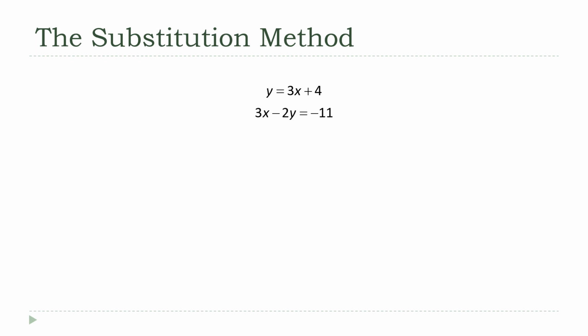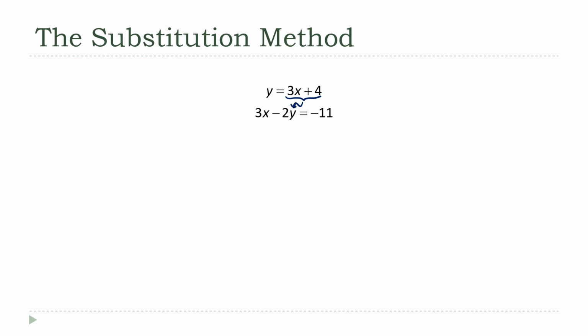The first method we're going to talk about for solving systems of linear equations is what's called the substitution method. And this is based on the substitution principle, which says that if two things are equal, I can use them interchangeably. So that's what I'm going to do here. This first equation is already conveniently solved for y equals 3x plus 4. So this is saying I can replace y with 3x plus 4, and I haven't changed anything. So that's what I'm going to do. I'm going to take this 3x plus 4, and I'm going to replace that y with it.